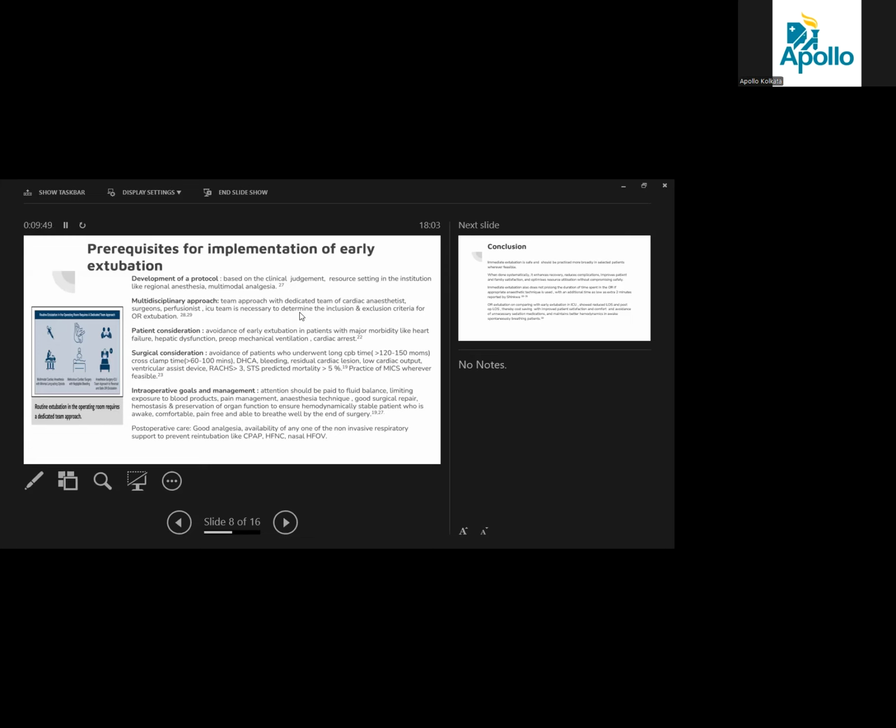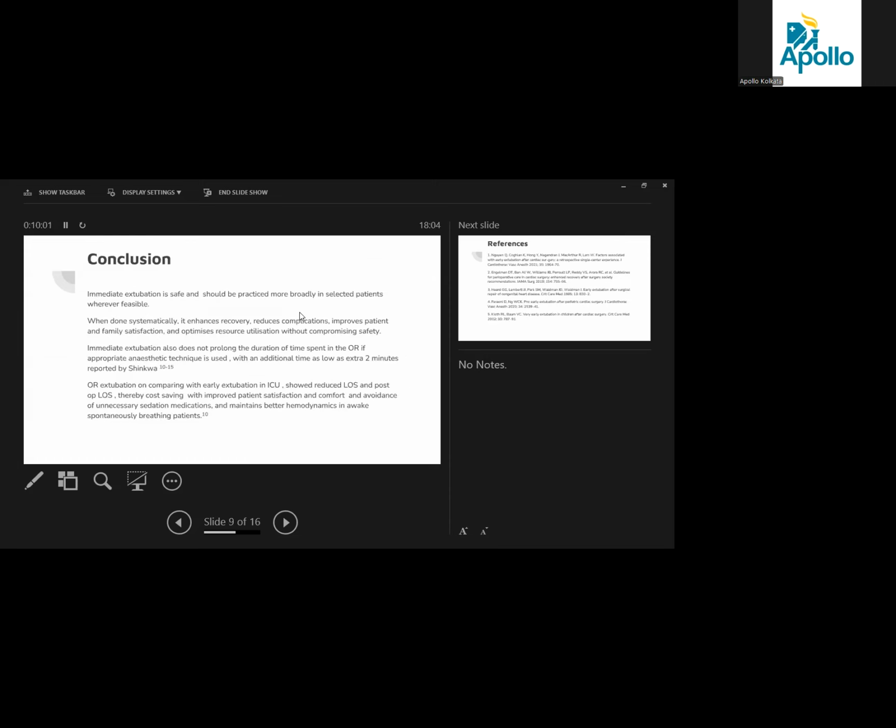Post-operative care, good analgesia, and availability of any one of the non-invasive respiratory supports to prevent re-intubation, like CPAP, high-flow nasal cannula, and high-frequency oscillatory ventilation. So, conclusion, in concurrence with the previous study, I would like to conclude that immediate extubation is safe and should be practiced more broadly in selected patients wherever feasible, with the advancement available in cardiac anesthesia.